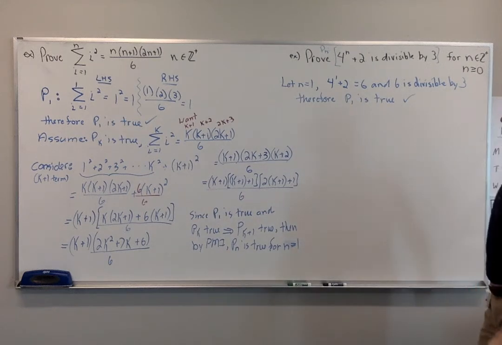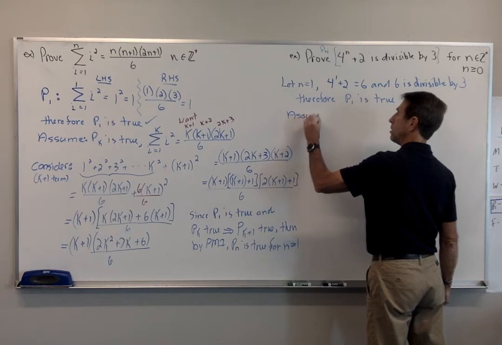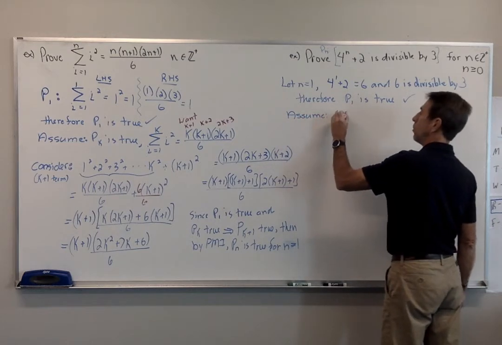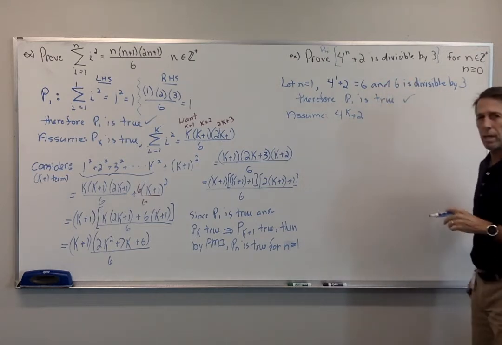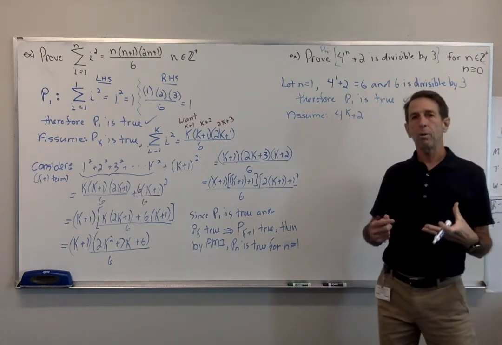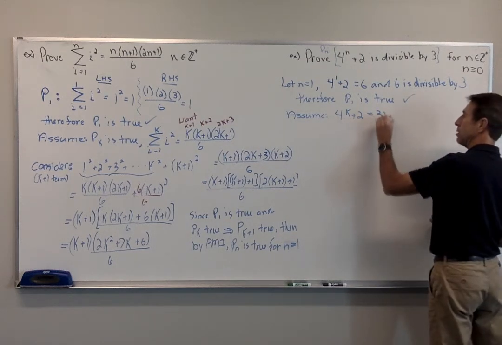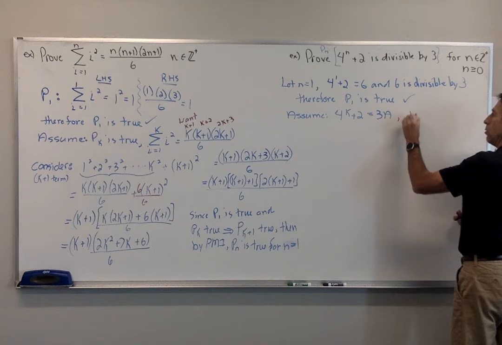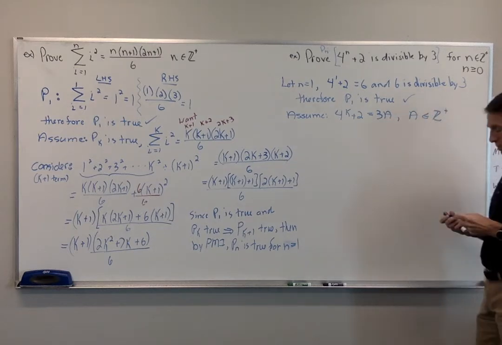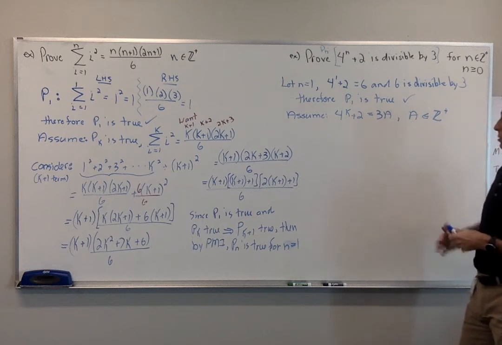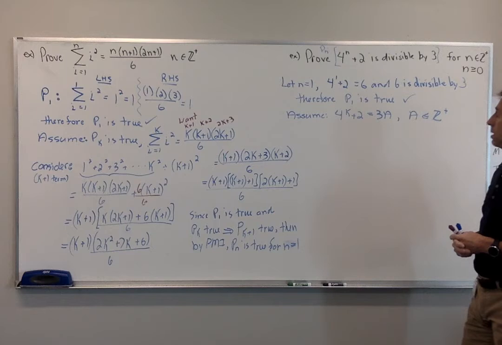Now we want to go to the next one. So I'm going to assume 4 to the k plus 2 is divisible by 3. But I don't want those words. I want to be able to write that in a more mathematical statement. So I'm going to say it's equal to 3a, where a is an element of the integers. Okay? So that's really what divisibility means. You can write it as 3 times a some integer.